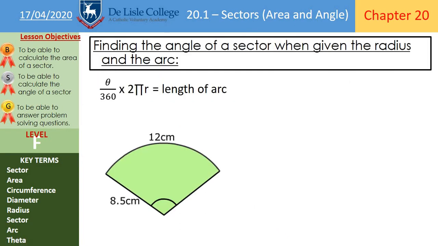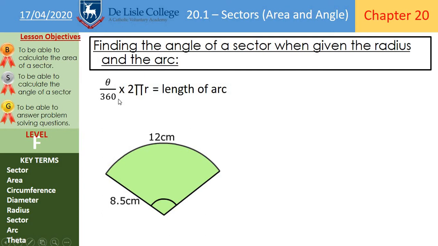Right, last thing, we're going to look at finding the angle of a sector when given the radius and the arc. So this time, what we're looking for is this missing angle. So when we talk about working backwards and doing the inverse when we looked at linear equations, that comes in handy here, because that's what we're trying to find. And we're given the radius of 8.5 and we're given the arc of 12. So we need to rearrange this formula to make theta, which is the angle, the subject.